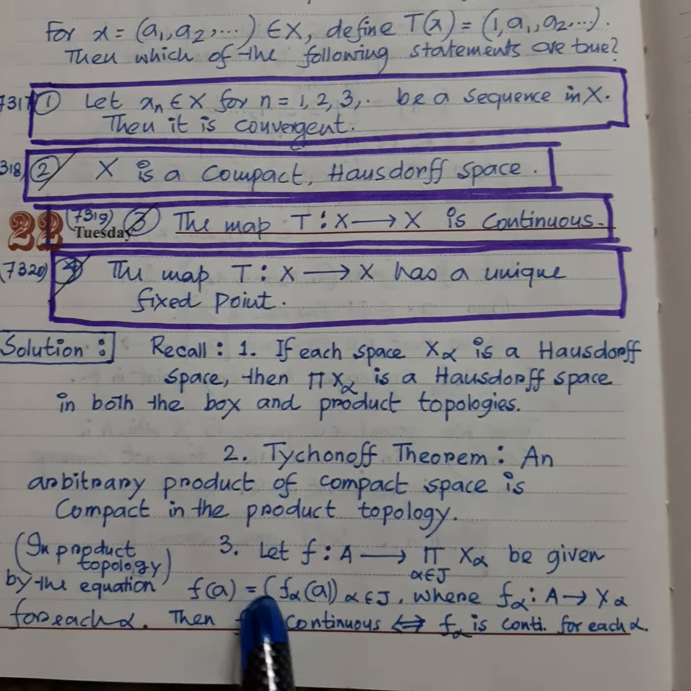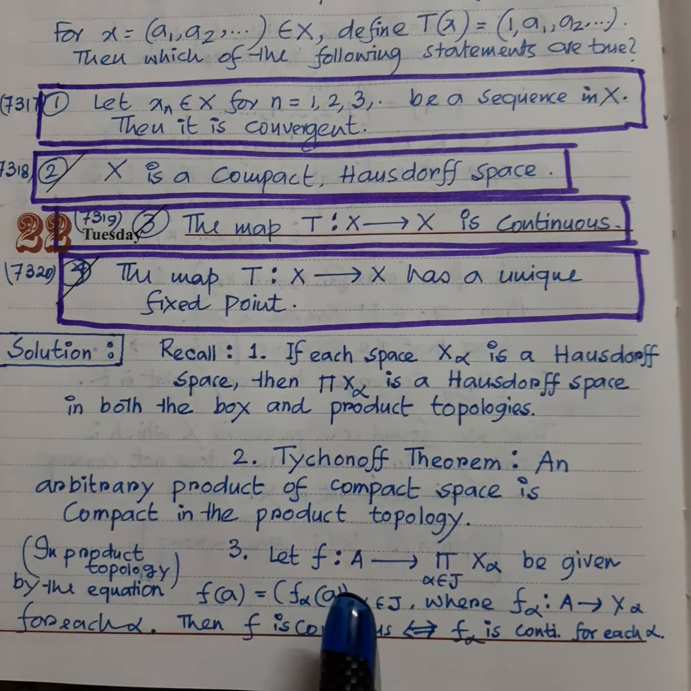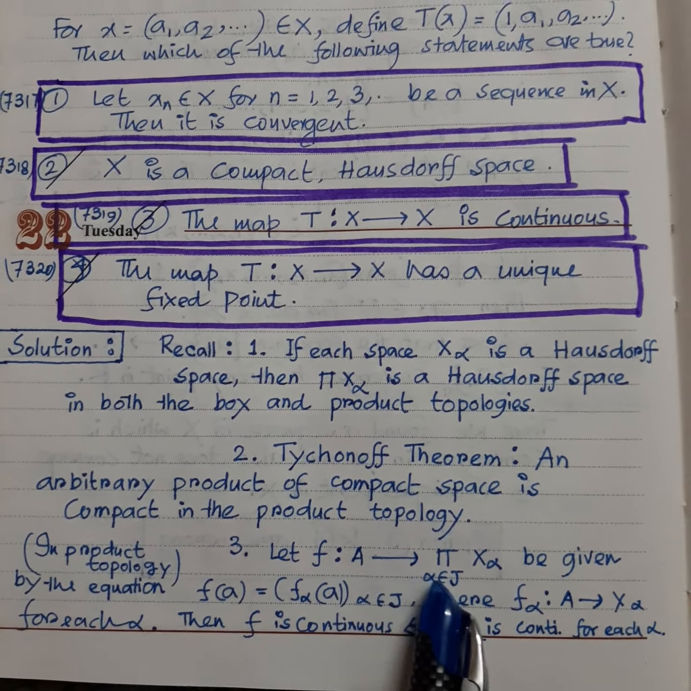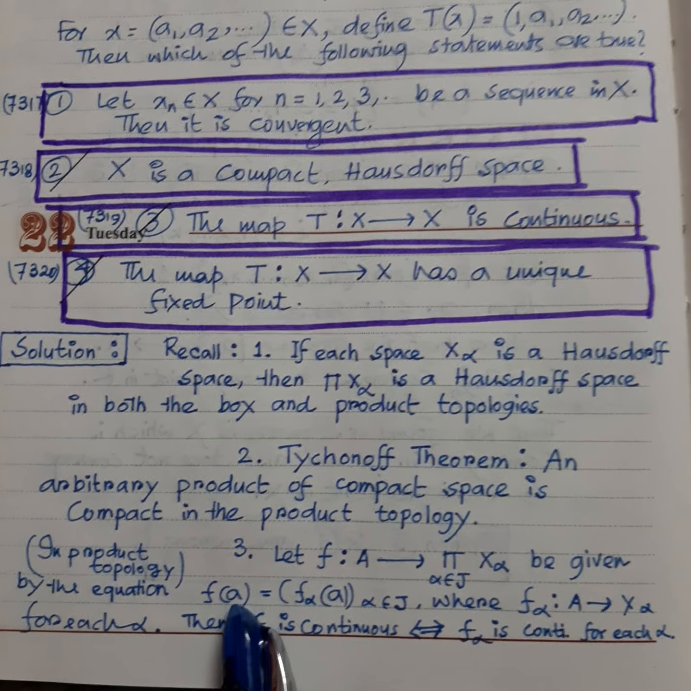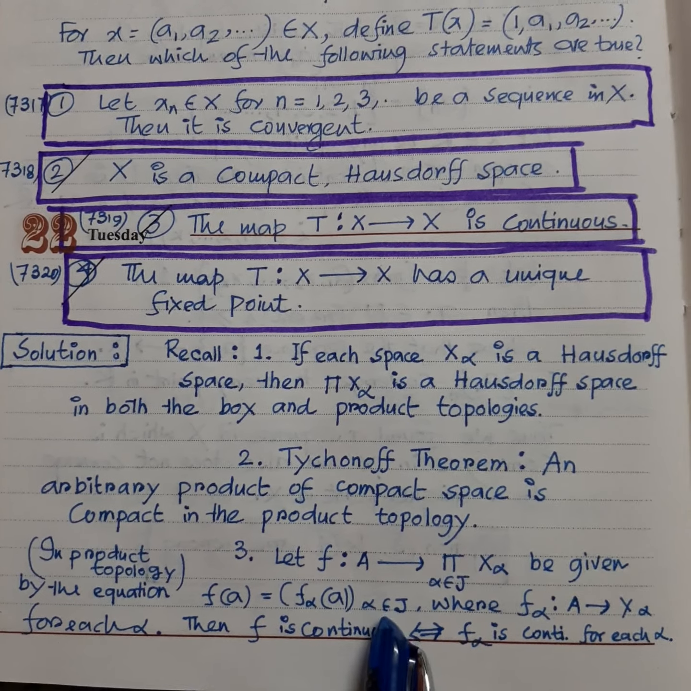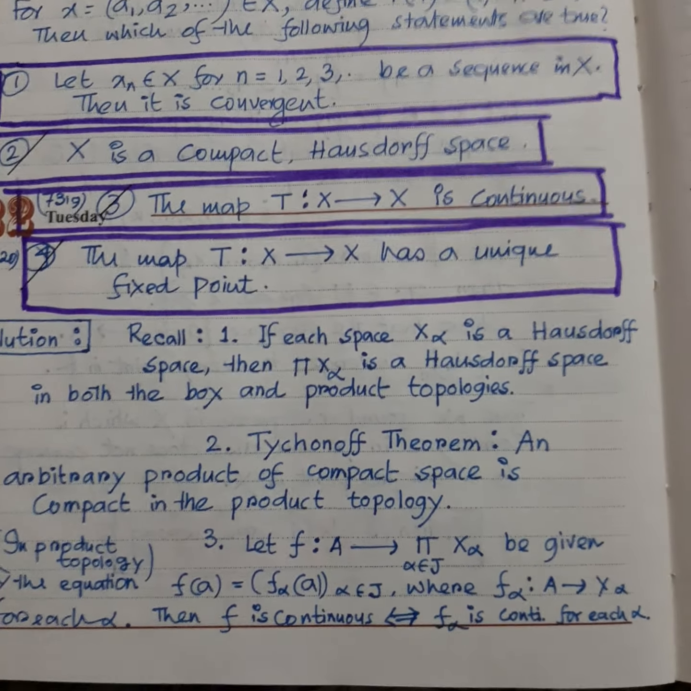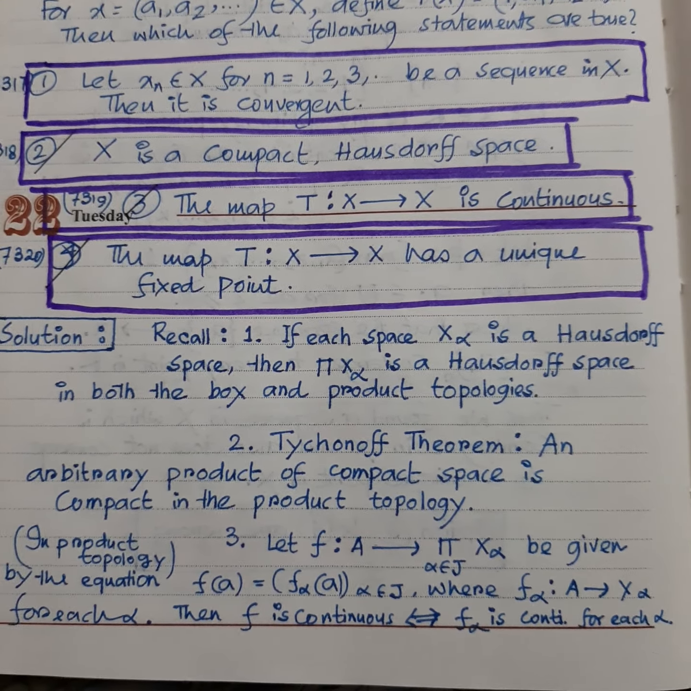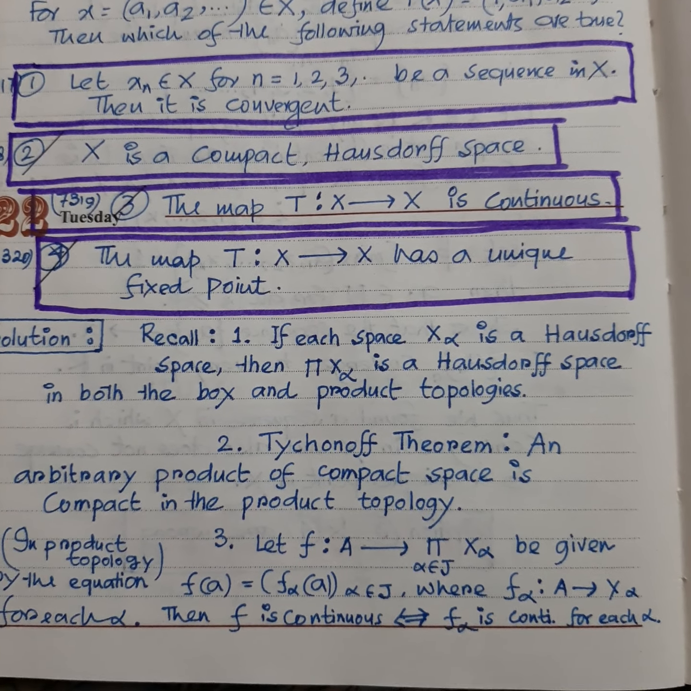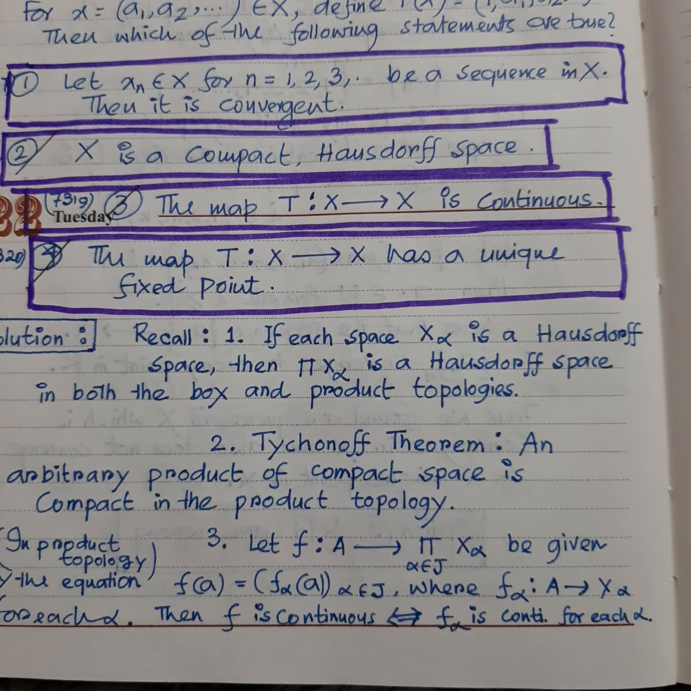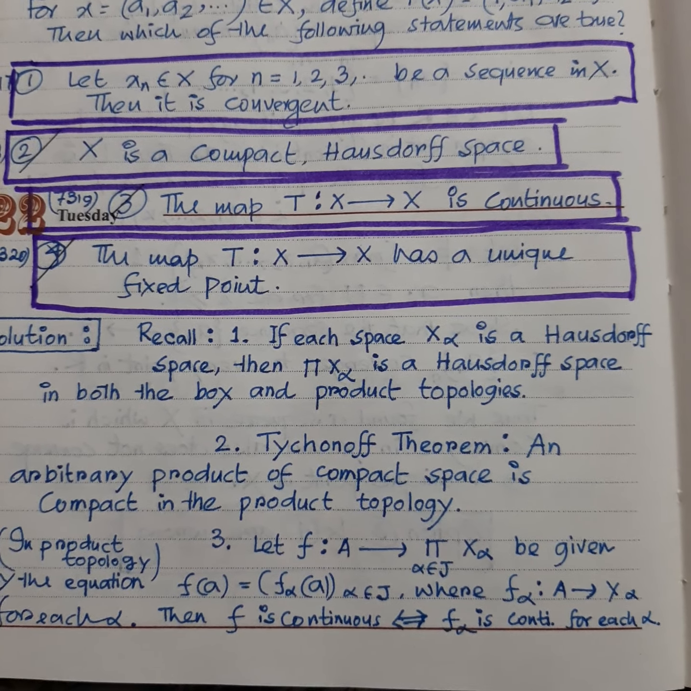And third is continuity, and this is also in the product topology. F is a function from a topological space A to the product space given by the equation f of a equal to f alpha of a, alpha belongs to the index set J, where each f alpha is a mapping from the space A to X alpha for each alpha. Then f is continuous if and only if each f alpha, that is each coordinate function f1, f2, is continuous.